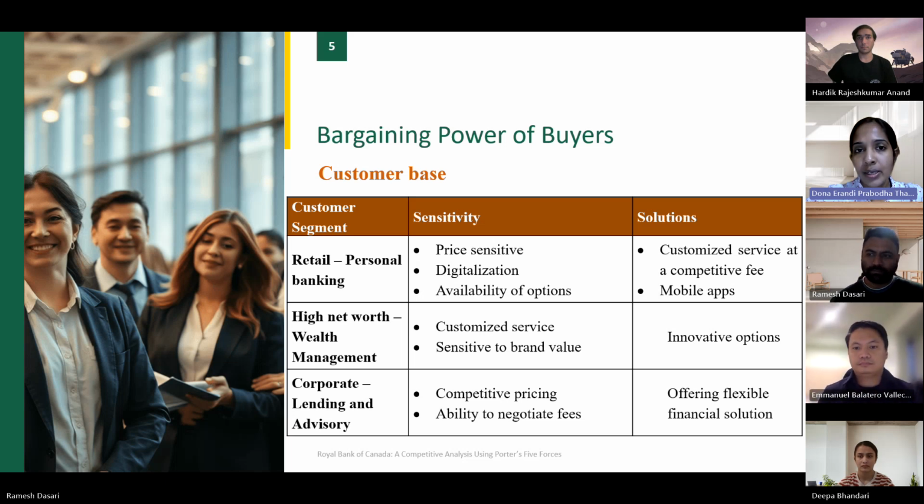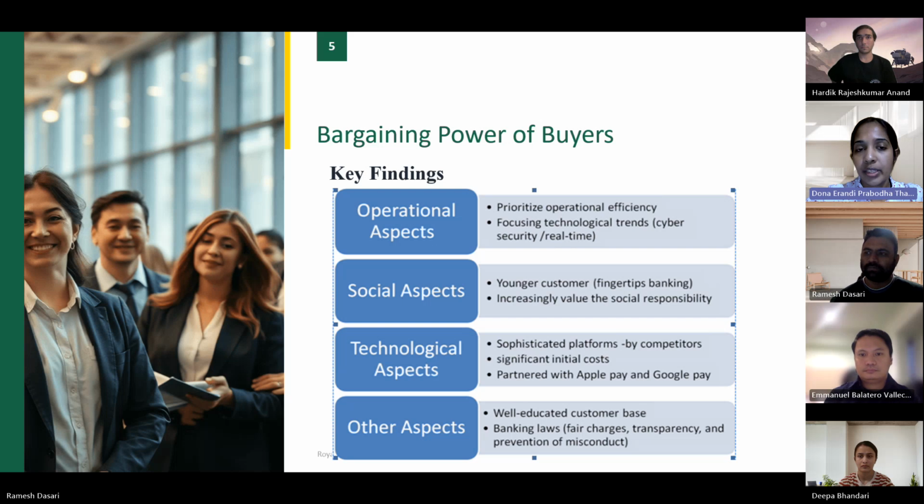Moving into the next slide, we can see key findings at RBC to cater to their buyers. In terms of operational aspects, they are prioritizing operational efficiency, and they are focusing on technological trends such as cybersecurity and real-time services. In terms of social aspects, they are more concerned with younger customers, so they are looking to provide fingertips banking. And customers increasingly value the social responsibility that the bank has to society.